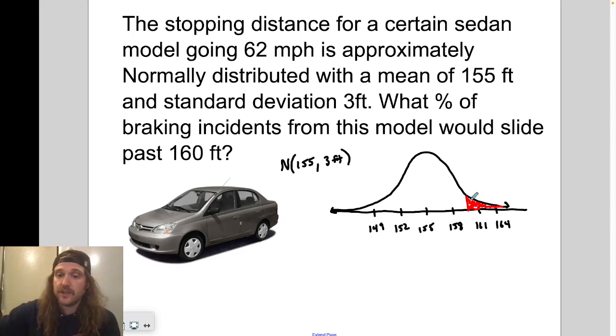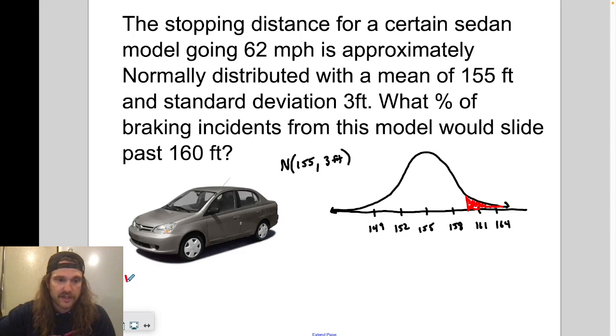So you can actually do this with normal CDF immediately, and you can just say, all right, normal CDF from 160 to some super ridiculously big number like 1,000 or 10,000, mean 155, standard deviation 3, done, and you get the answer immediately, and it should be 57.208%. So if you were doing normal CDF, let's just do that one first so we can see what it would be.